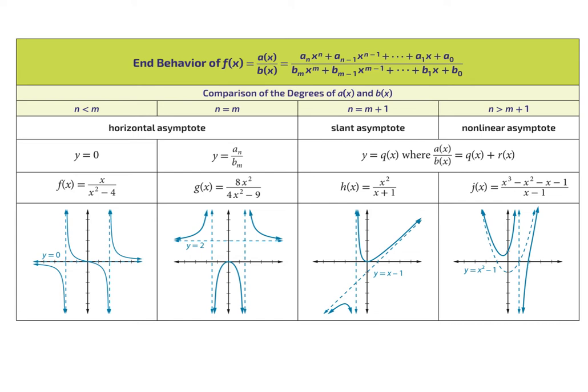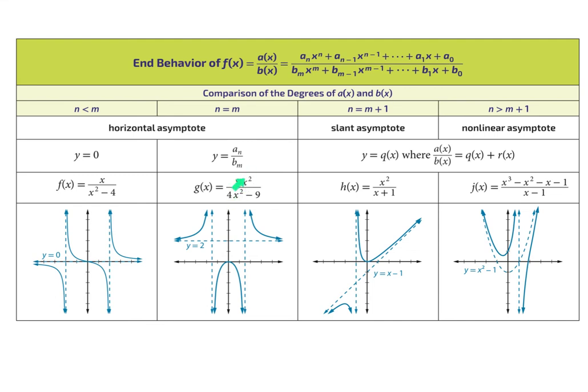This has to do with your degrees. All right. So the first one, you'll notice that the degree on the bottom is a 2 and the degree on the top is a 1. When the degree on the bottom is larger than the degree on the top, you will always have a horizontal asymptote at your x-axis, y equals 0. So y equals 0 will be your asymptote if your degree on the denominator is larger.